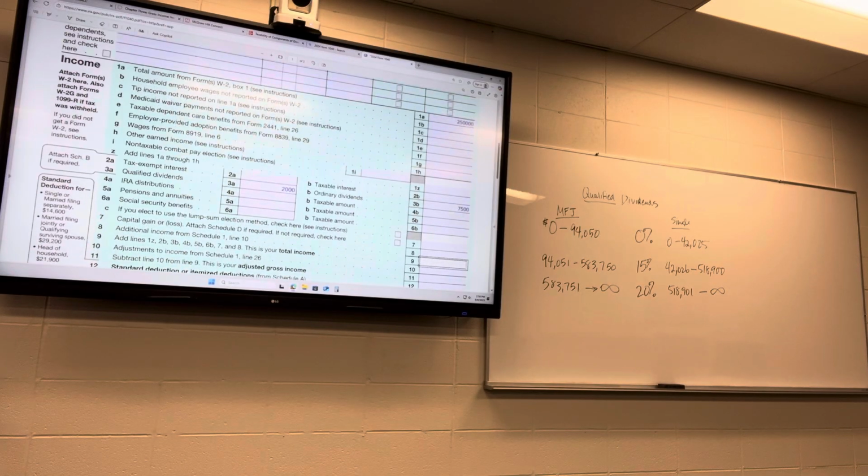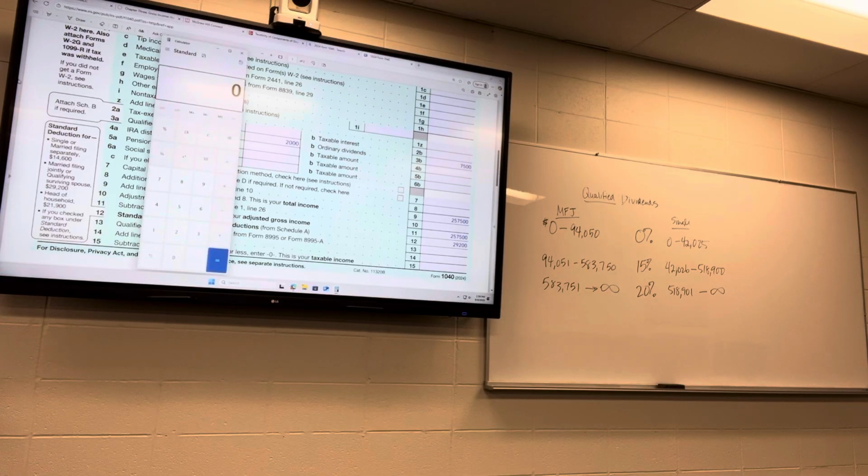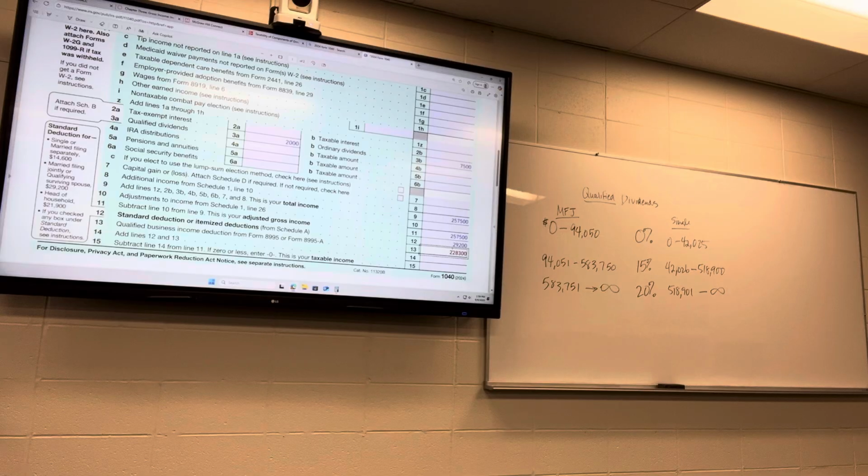So we've got total income, these two amounts, $257,500. Nothing there, so $257,500. The standard deduction is $29,200 because they're married filing jointly. So $228,300. This is what we've got on our line 15.